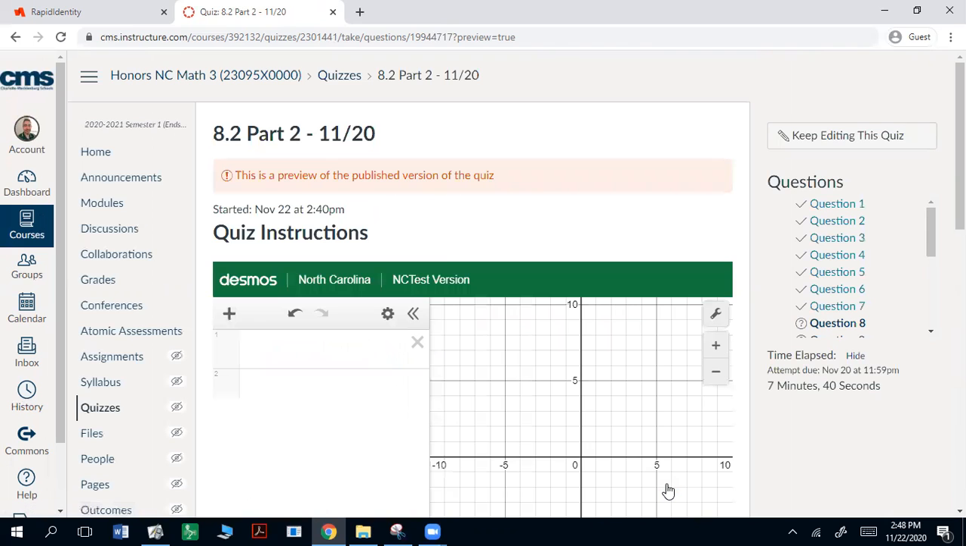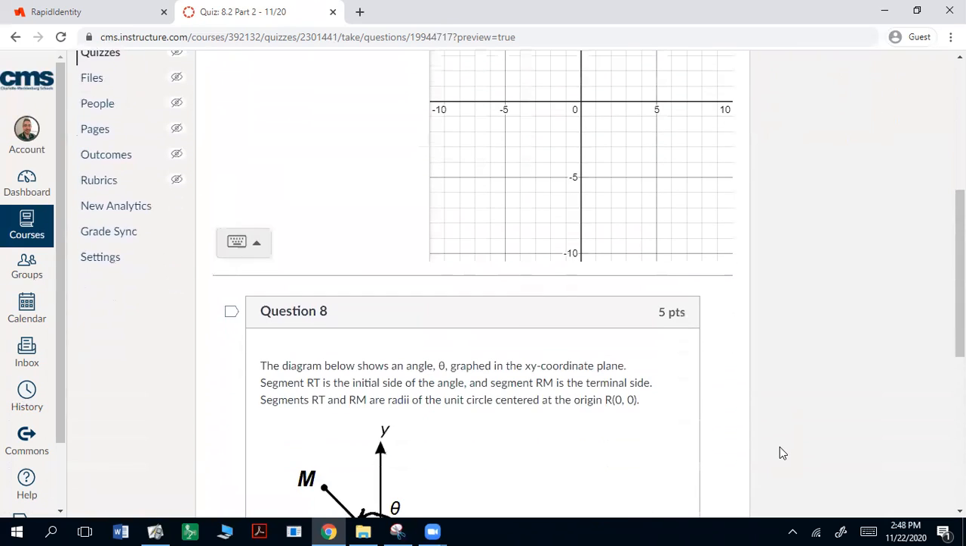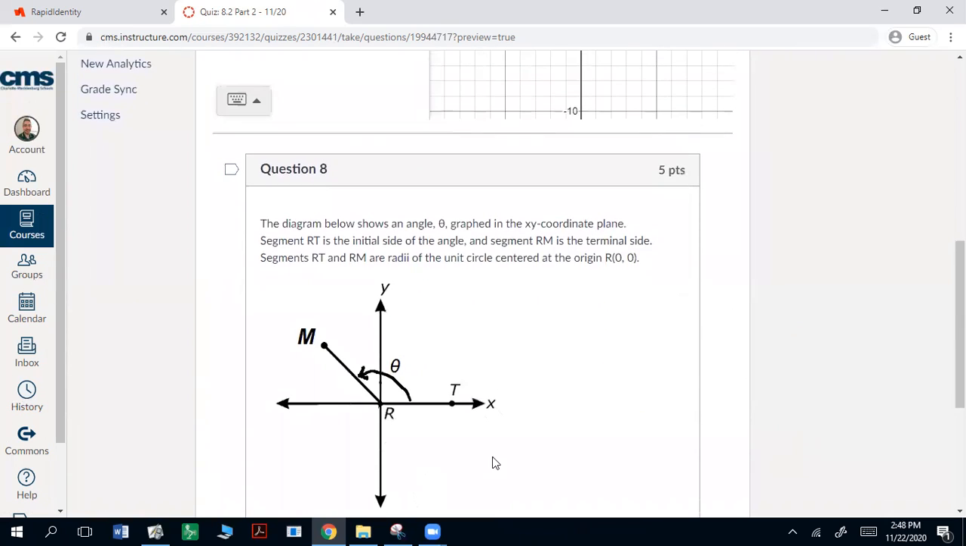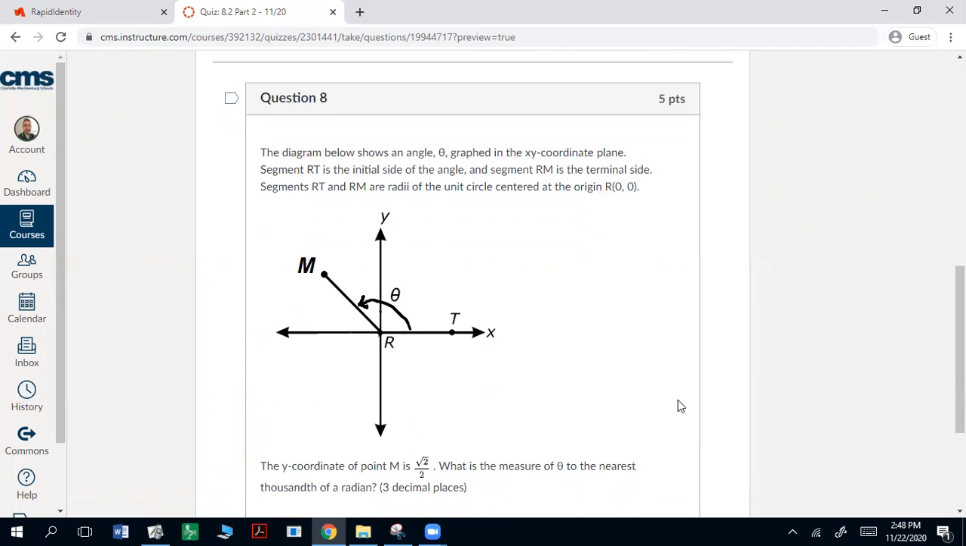Next question. The diagram below shows an angle theta graphed in the xy coordinate plane. It's the same description. The angle's changed. We want to know what that radian is. Now, if I look at that, that looks like it's between 90 and 180, right halfway between. So if I were to add 45 to 90, that's going to give me 135. We can test that out.